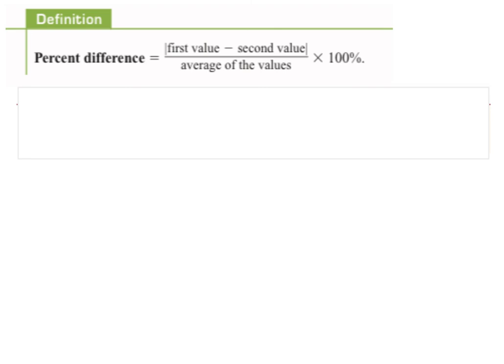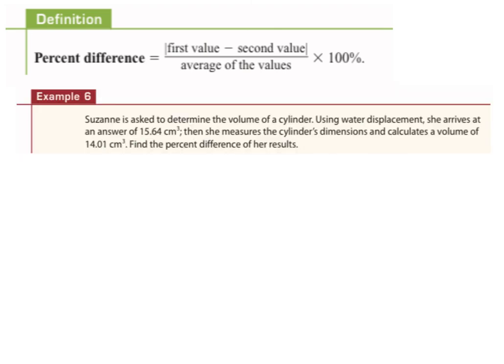All right, so let's look at this example. Suzanne is asked to determine the volume of a cylinder. Using water displacement, she arrives at the answer 15.64. Then she measures the dimensions and calculates a volume of 14.01. Find the percent difference, okay? Percent error is what you got minus what you expected divided by what you expected. This is percent difference. For this one, we are just going to subtract these two numbers. That's going to be my numerator, 15.64 minus 14.01. It will be positive. But now I need to divide by the average.